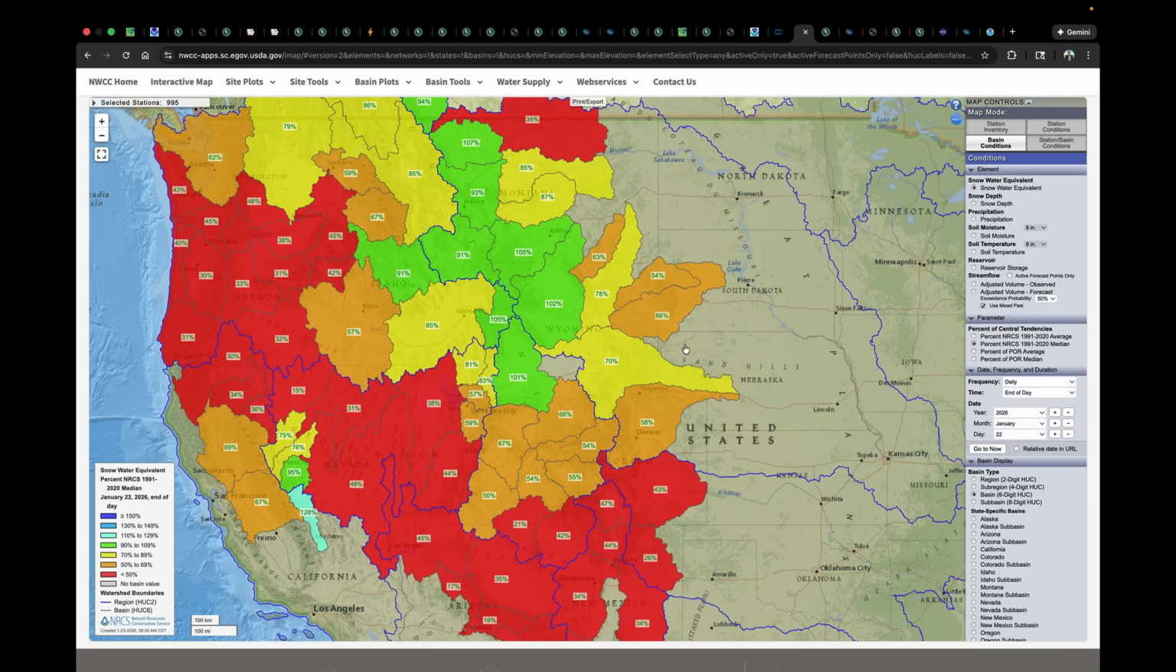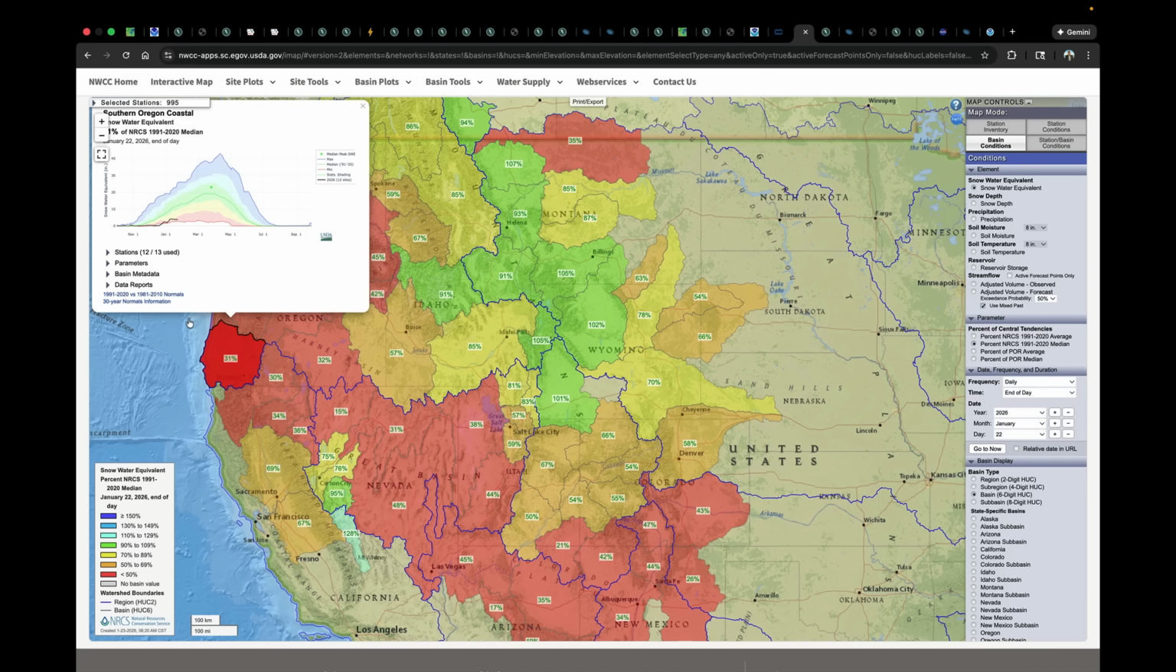Go to this site and do this. In fact, I'll link it in the show notes below, or the comment section, so you have it. And you can just click on these areas and see how things stack up compared to normal.